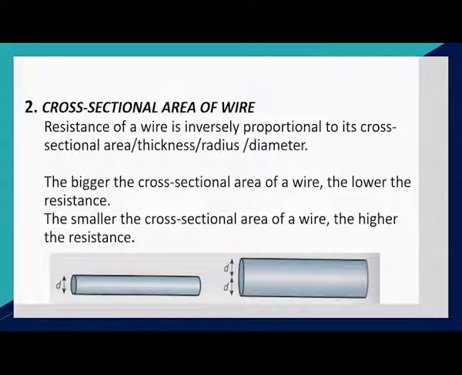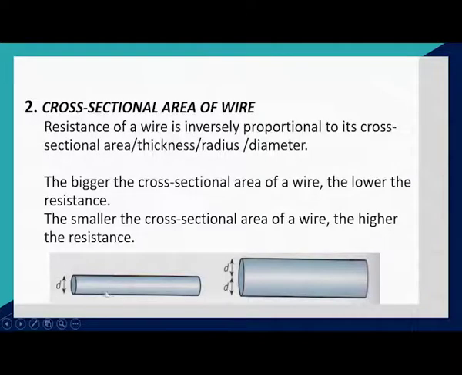Now, what will happen to the resistance? When the diameter increases, the resistance will decrease. When the diameter decreases, making the diameter smaller, the resistance will increase. They are inversely proportional. That means when the diameter increases, the resistance will decrease. When the diameter decreases, the resistance will increase. When one increases, the other one decreases.